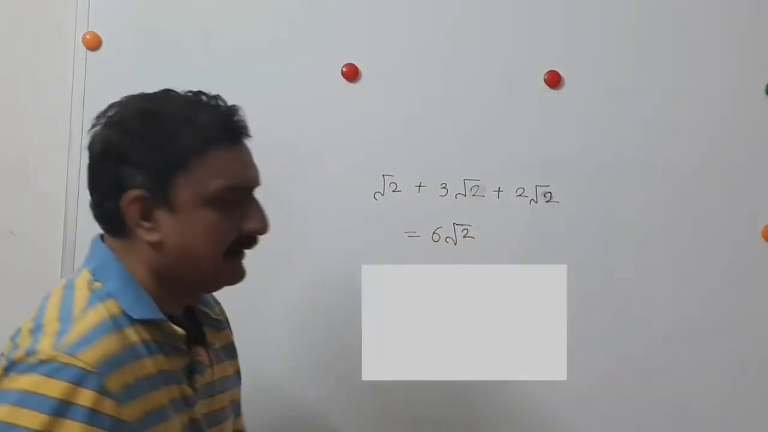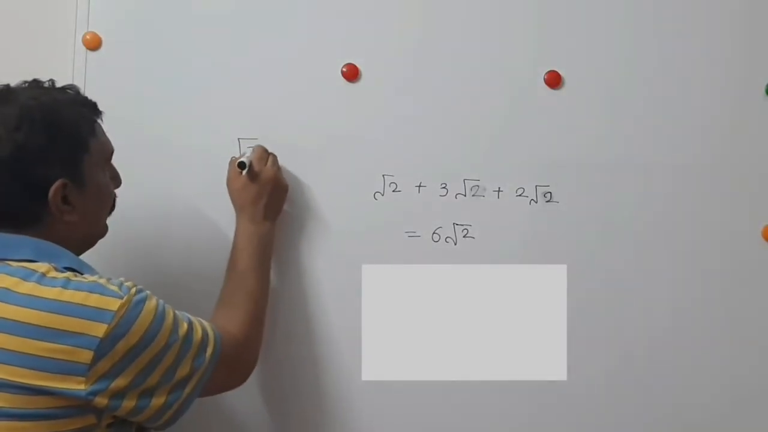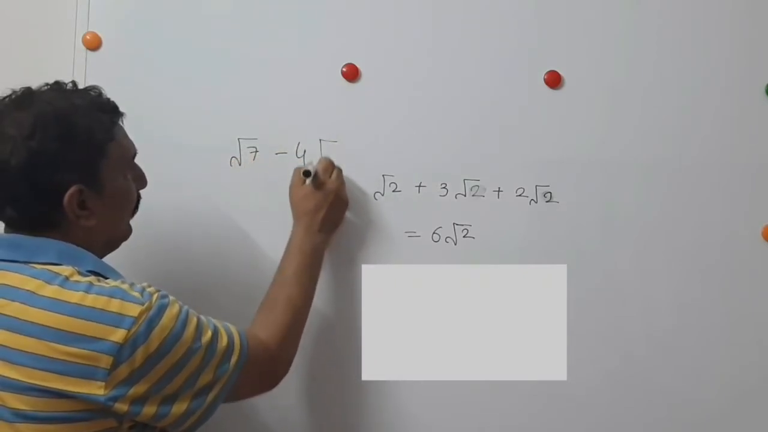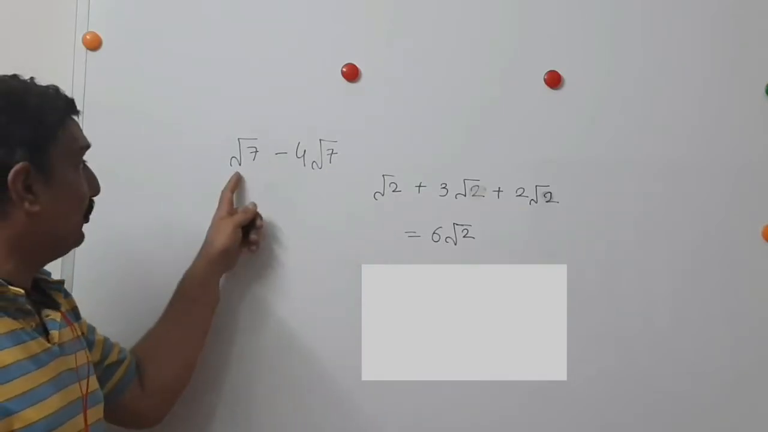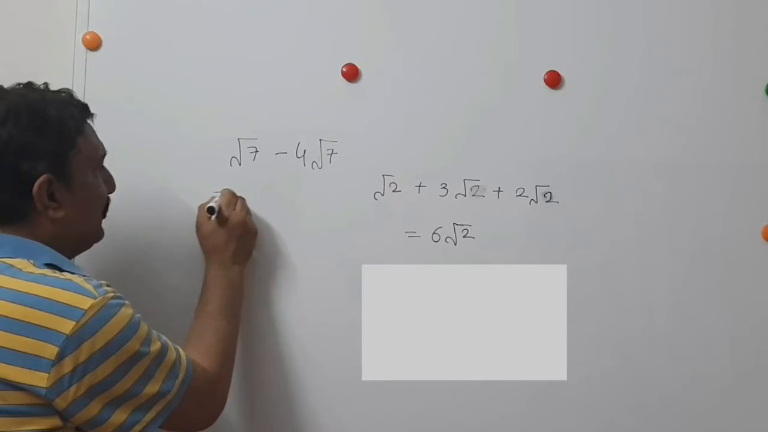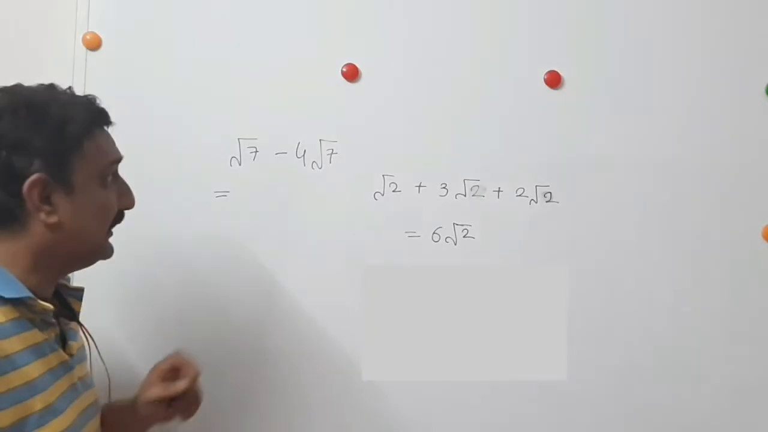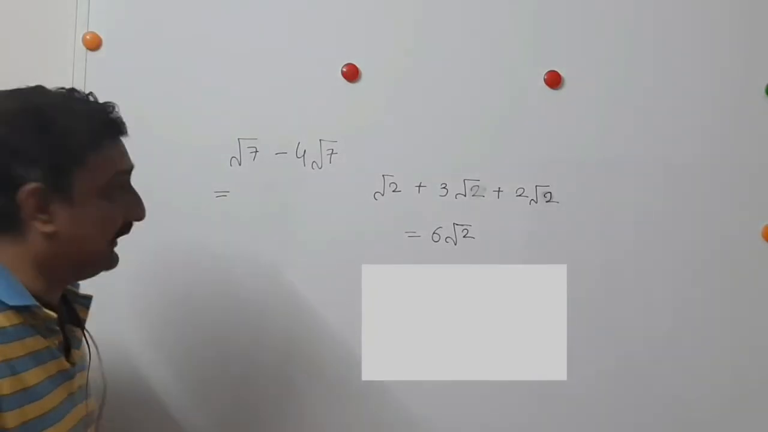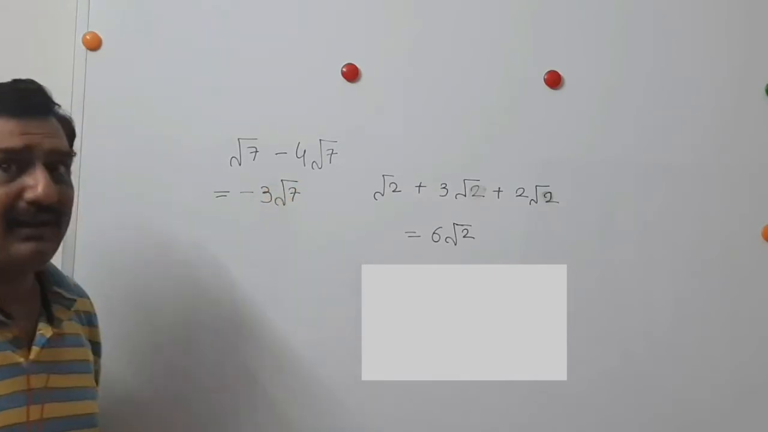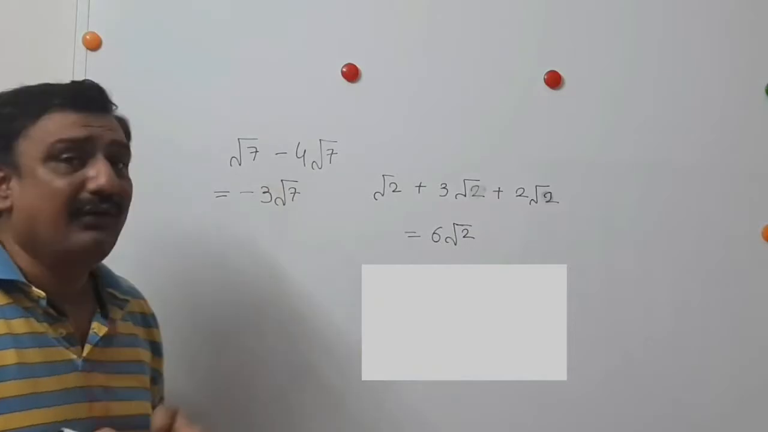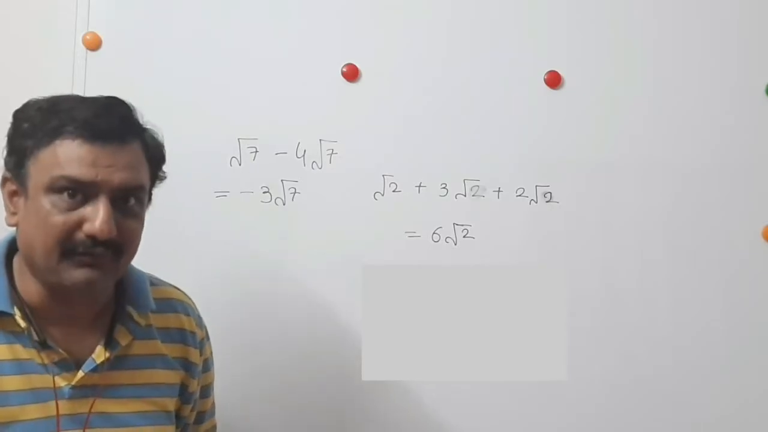In the same way we can do subtraction also. Suppose root 7 minus 4 root 7. You can see that the bases are the same and the roots are also the same. So like we do with like terms, 1 root 7 minus 4 root 7: plus and minus gives minus, with the greater number's sign. So we get minus 3 root 7. That is why these types of irrational numbers are considered to be algebraic irrational numbers.